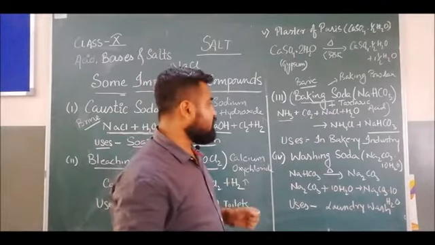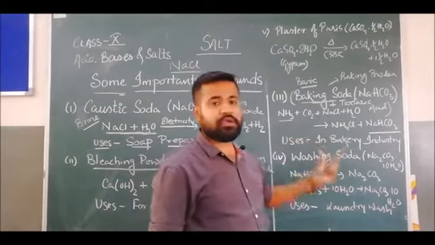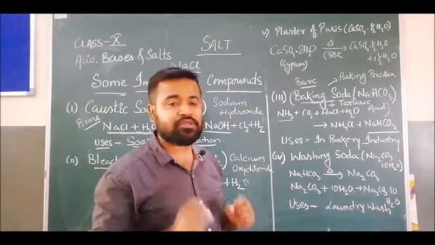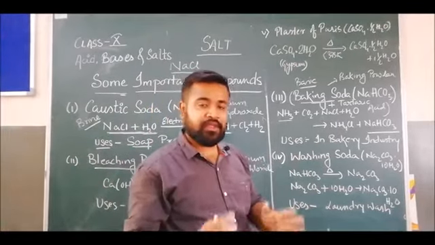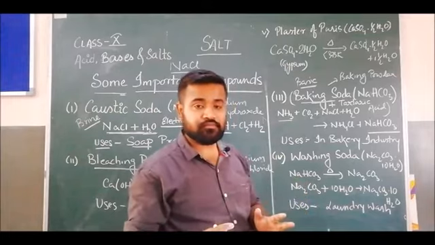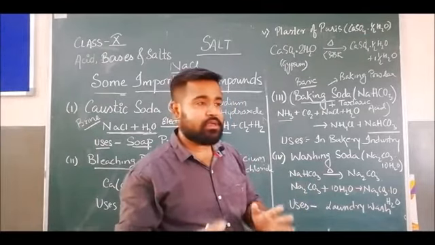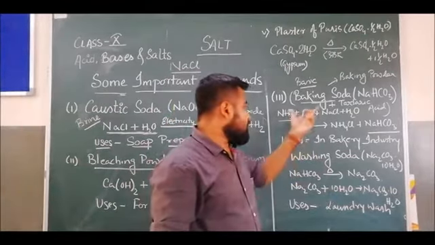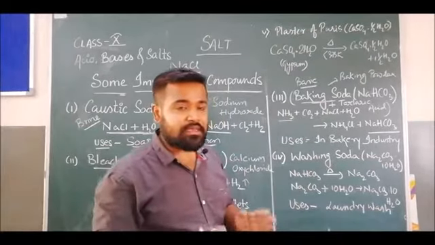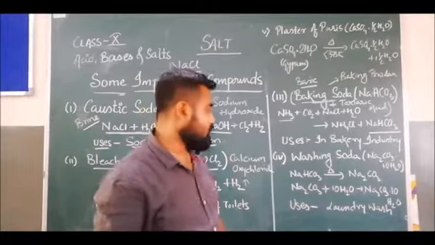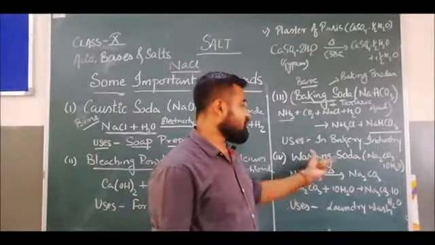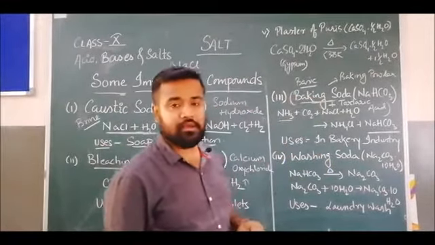Clear? So what are the uses? It is mainly used in the bakery industry to make the bakery items soft. What are other uses? It can be used as an antacid. It can be used in fire extinguishers. So this baking soda is also used as an antacid, and also used in fire extinguishers. Next, the fourth is the washing soda, which we obtain from the baking soda.